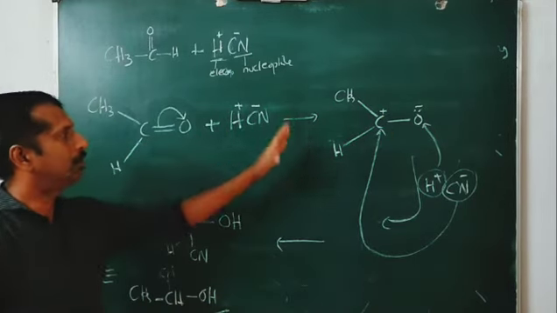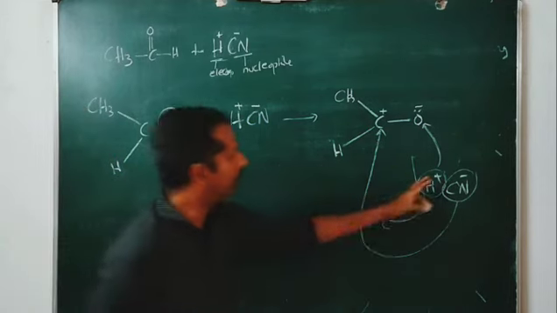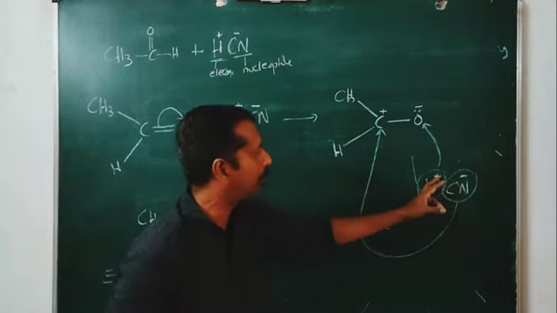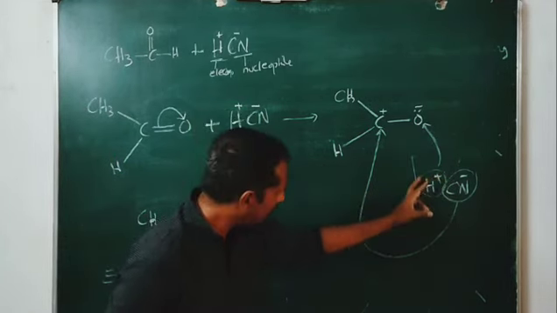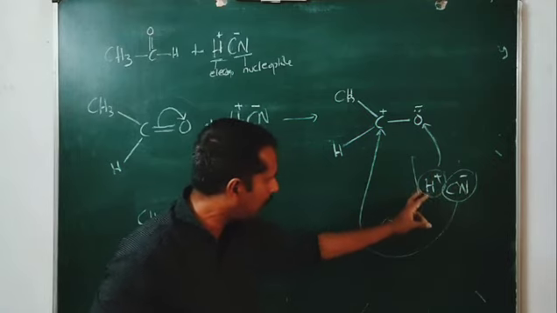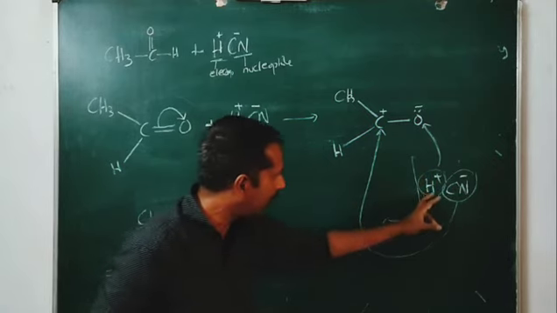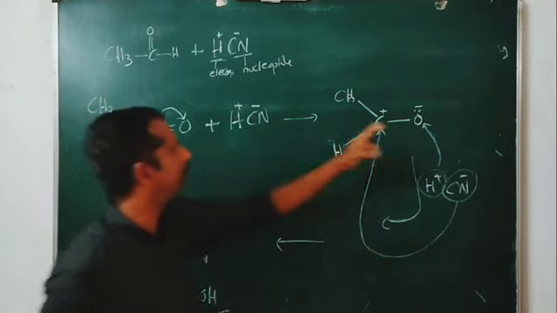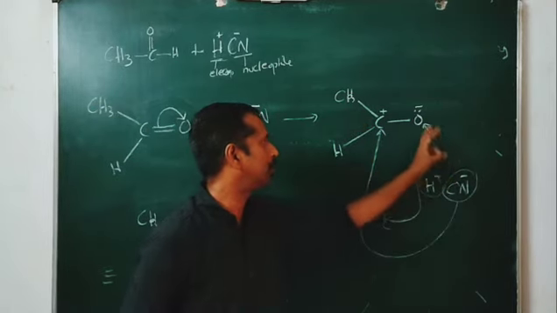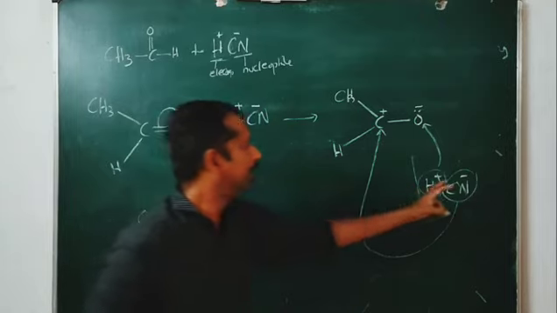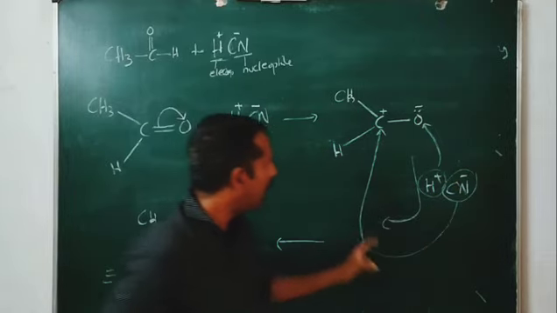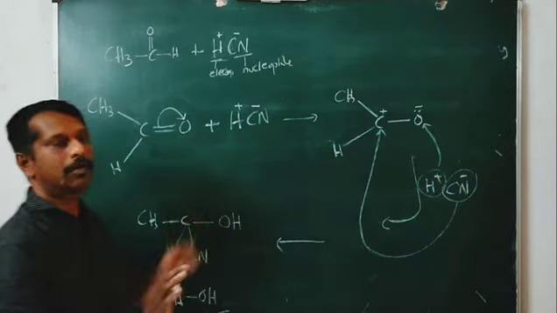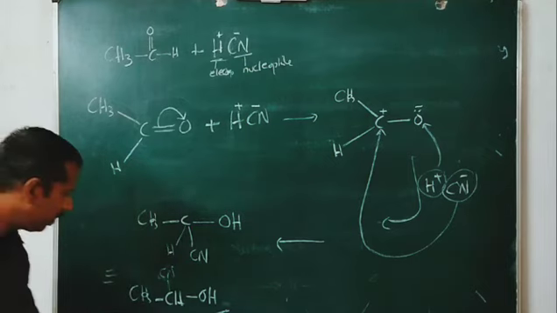So this is the positive electromeric effect. What do you mean by positive electromeric effect? The electrophile of the polar reagent will go to the atom to which the electron pair is shifted. So H plus goes here, and the nucleophile goes to the other atom. This is what is called the electromeric effect.